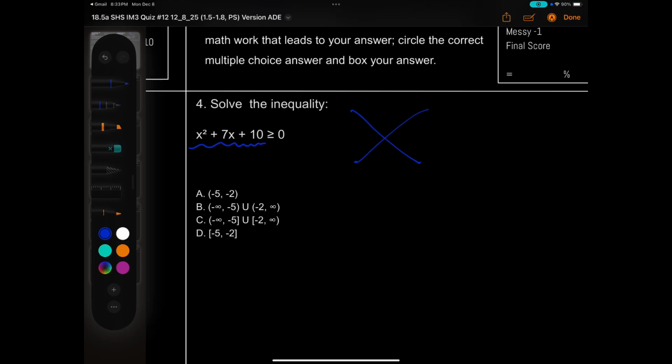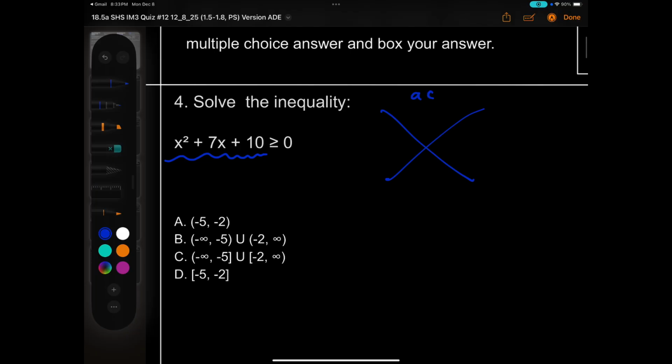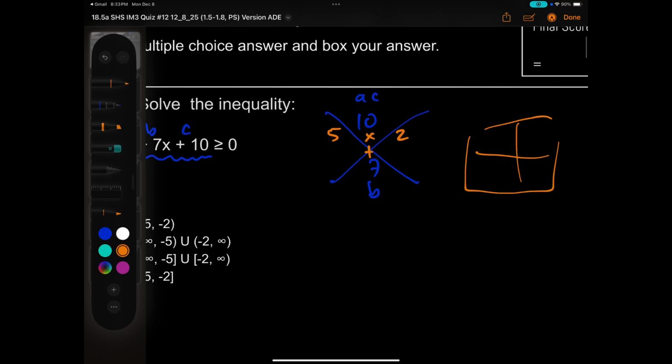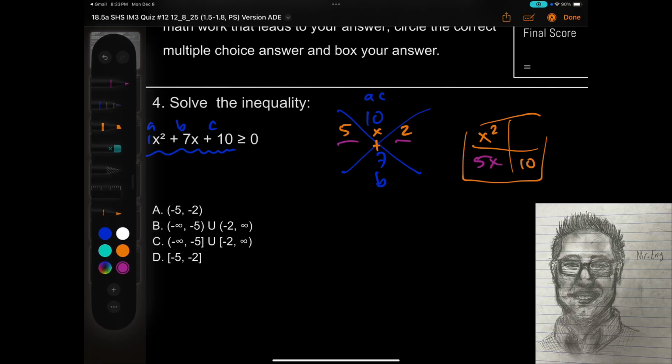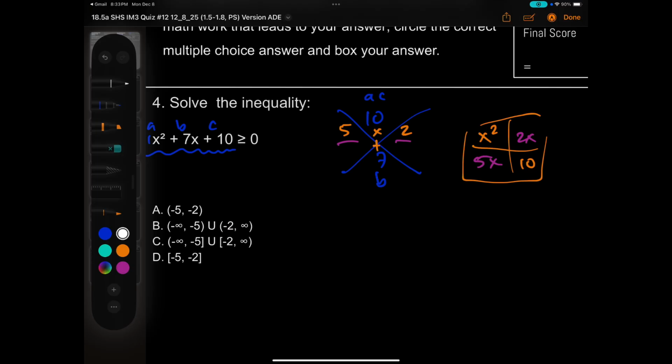So we can just use our x method, a times c, that's a, b, c, that's 10, my b value is 7. So my two values that multiply to 10 are 5 and 2, but they also add to be 7. You don't need the box, but if you did do the box, I'll just do it super quickly. x squared, 10 goes in the bottom right, and then the 5x and 2x. Then you have x, 2, and 5.